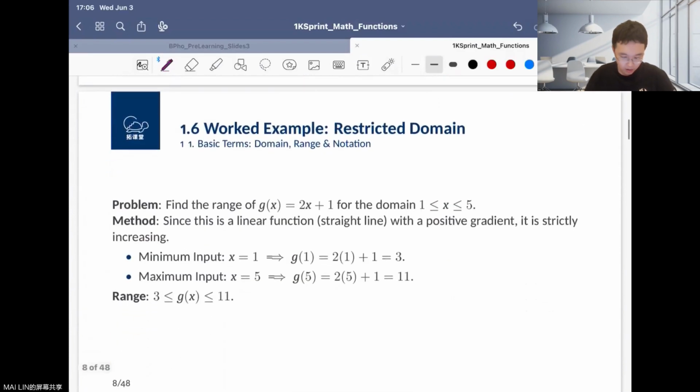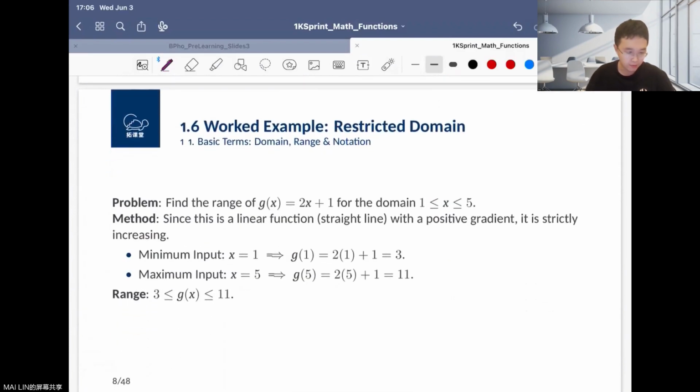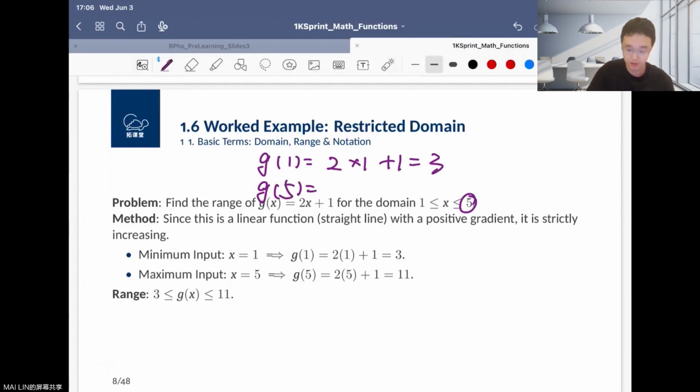For another example, find the range of g(x) equals 2x plus 1, where the domain is 1 less than or equal to x less than or equal to 5. First, put x equals 1 into g(x): g(1) equals 2 times 1 plus 1, which is 3. Then put x equals 5 into the function: 2 times 5 plus 1 equals 11. So g(x) is bigger than or equal to 3 and smaller than or equal to 11. That is the range for g(x), okay?